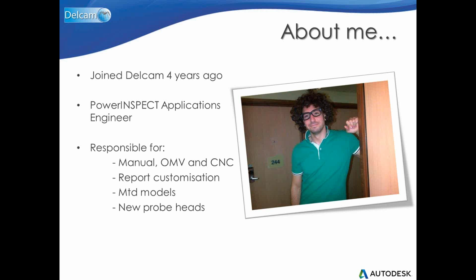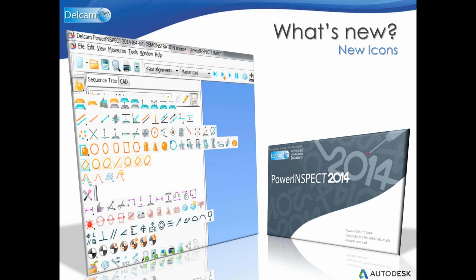So let's start talking about PowerINSPECT 2014, starting with a brand new icon set. As you can see, it is more intuitive and clear than the previous ones. For example, now the measured items are orange, constructed items are blue, and the CAD items gray. We tried to put more logic into them and make them more intuitive and friendly as well.